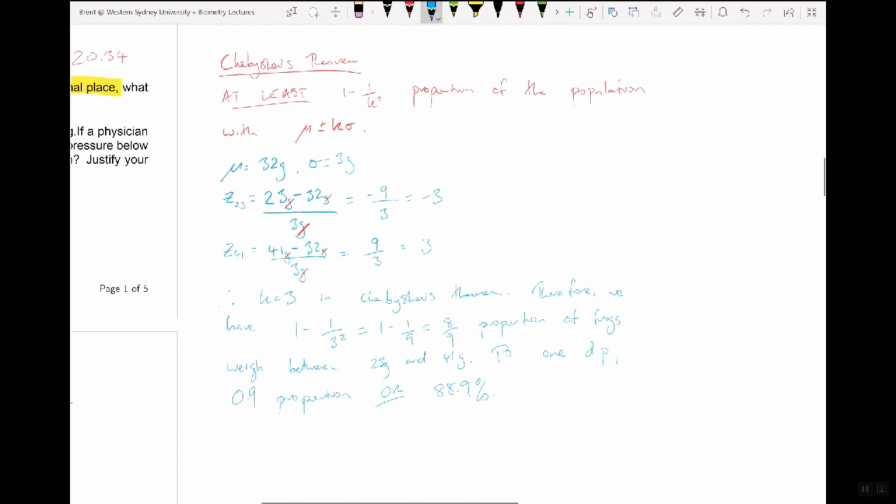I should clarify that. It's only at least. Could definitely be more, but at least that proportion of frogs. About 88% of all frogs weigh between those two values, 23 and 41 grams.